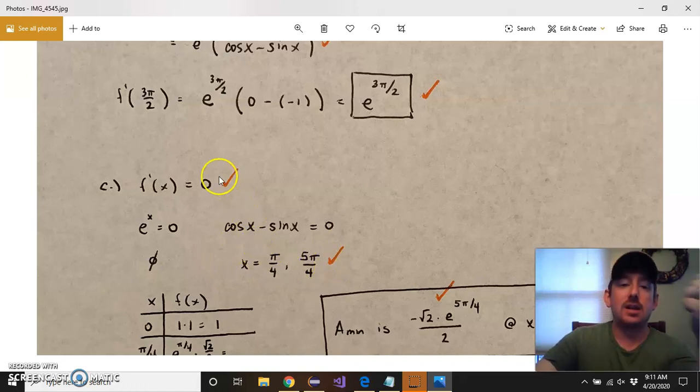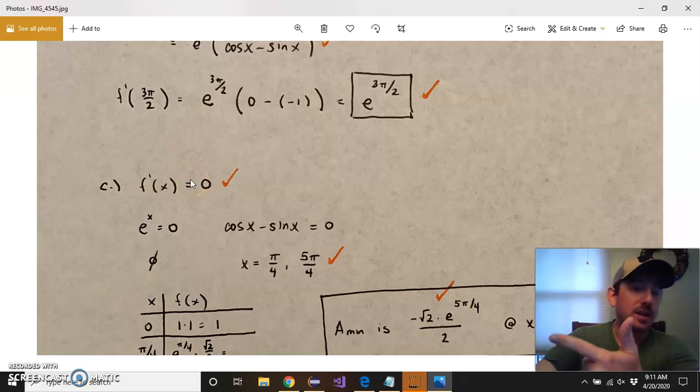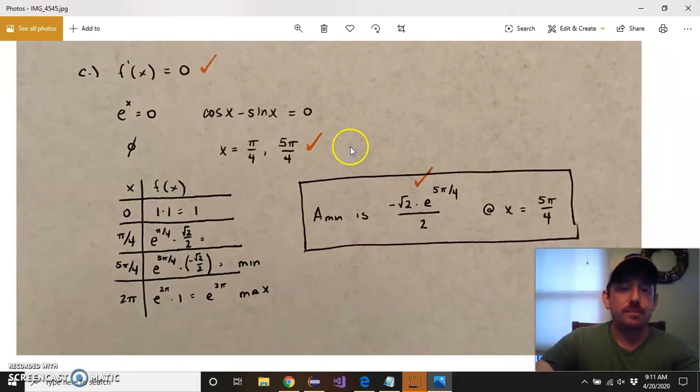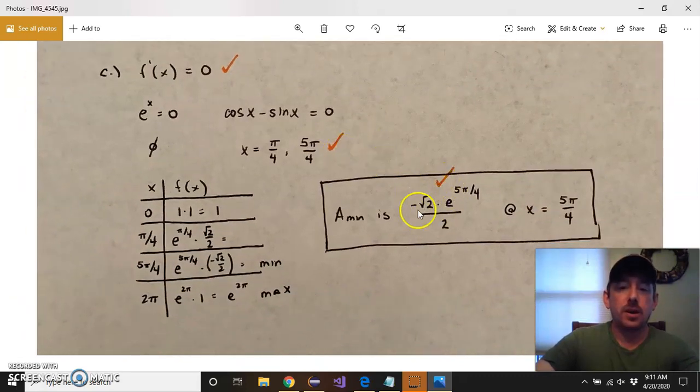1 for identifying that you are supposed to be setting f prime equal to 0 to find your critical numbers, and a second point for identifying pi over 4 and 5 pi over 4 as your actual critical numbers, as candidates for the minimum. The third point you may have, but you are only allowed to give yourself this point if this number is backed up by this entire table.